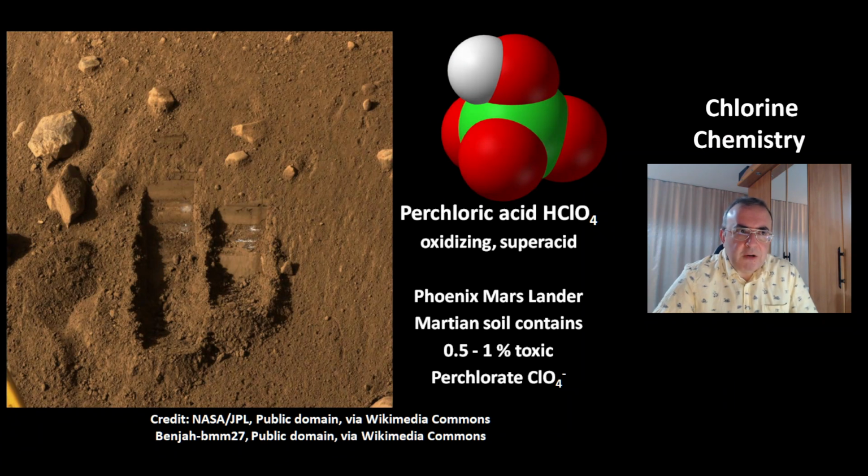Another compound is perchloric acid, HClO4. It's oxidizing and a superacid. This is a picture from the Phoenix Mars lander. Martian soil contains half to 1% toxic perchlorate, ClO4-. So this means if you one day want to do agriculture on Mars, you have to first treat the soil. For example, you can rinse off the perchlorate or use a reducing compound to get rid of the perchlorate.